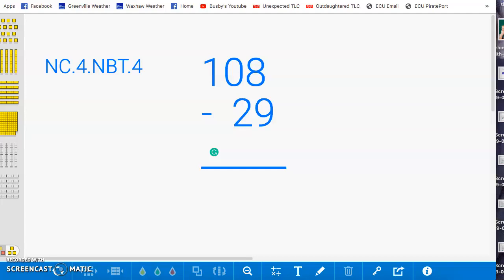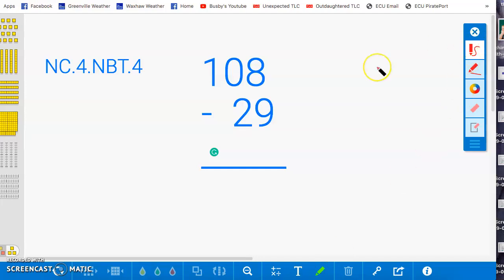NC.4.NBT.4. And that standard says that students should be able to add and subtract multi-digit whole numbers up to and including 100,000 using the standard algorithm with place value understanding. So that basically means that students should have an understanding of place value by this time in their schooling, and they will use a standard algorithm to solve the problem. The standard algorithm is one that is very common, that a lot of people know and a lot of their parents know as well.